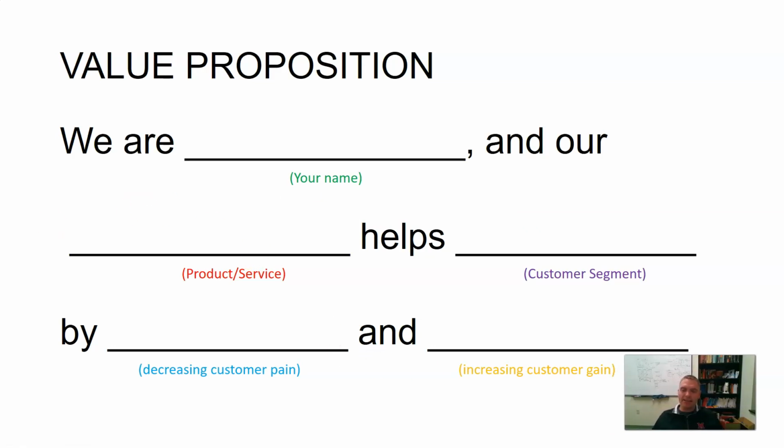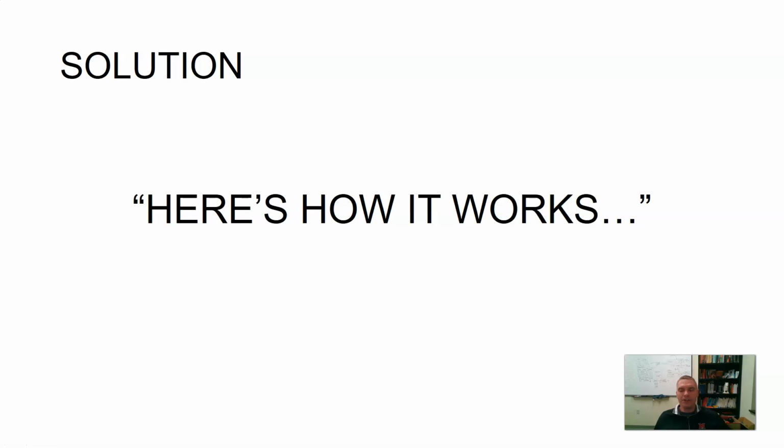So this is not a super strict formula, but just something along the lines of we are X, our product or service helps this customer segment by decreasing their pain and increasing their gain. Just some sort of introductory statement that should be pretty fast. And then you want to jump immediately into here's how it works.